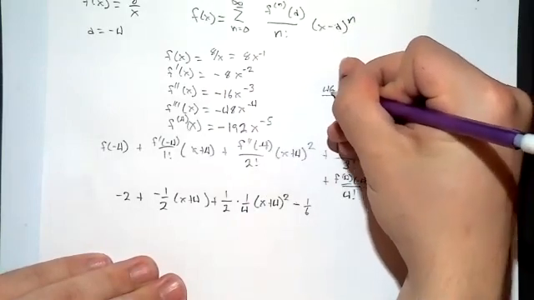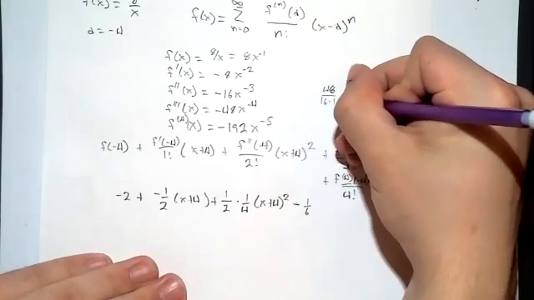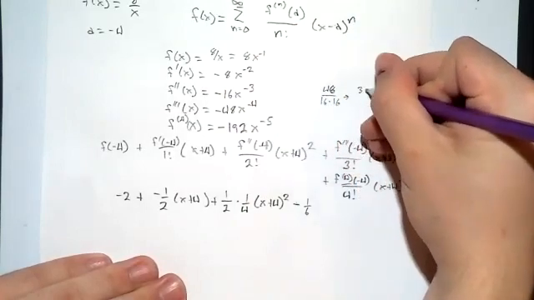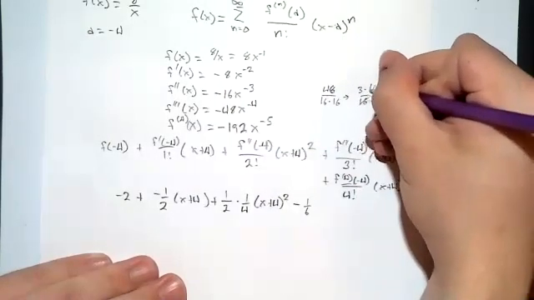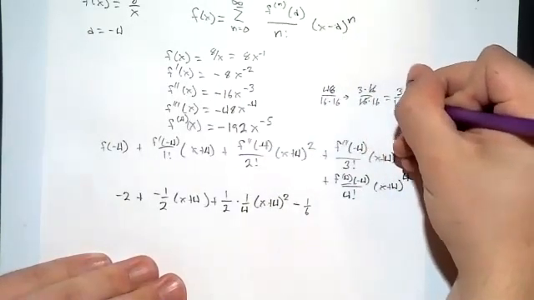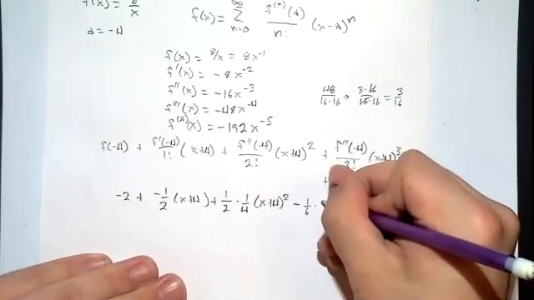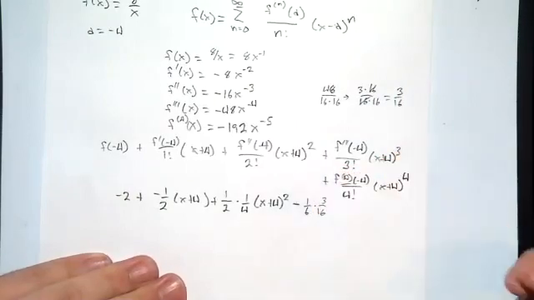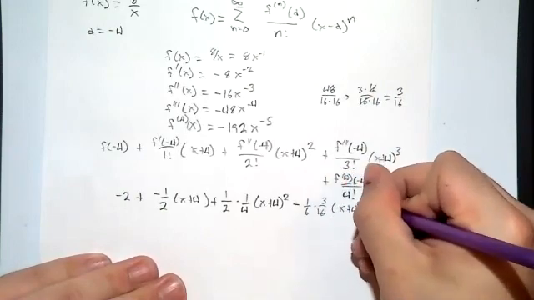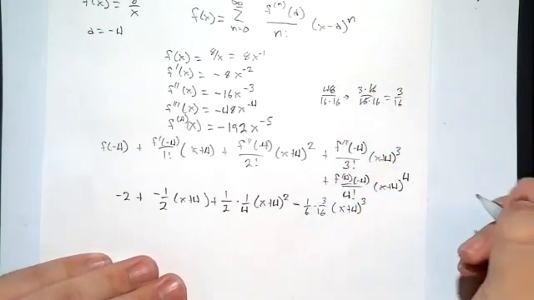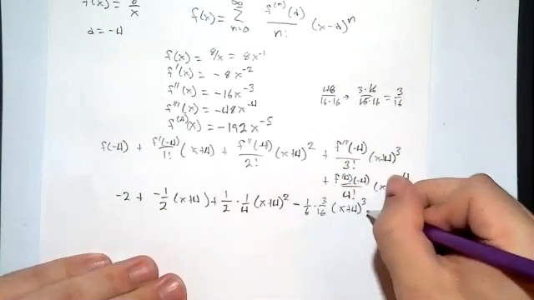48 over 16 times 16, which is 3 times 16 over 16 times 16. That should be 3 over 16. There we go. 3 over 16. Then x plus 4 to the 3rd. Just making sure I have everything.